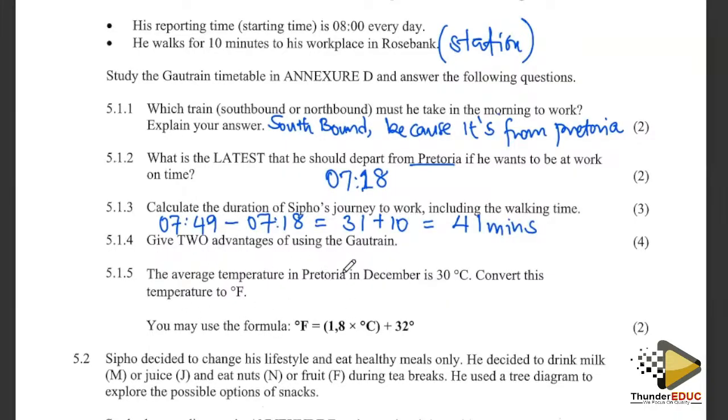Give two advantages of Gautrain. One, it's safer and it's fast. It's safer than our metro trains.